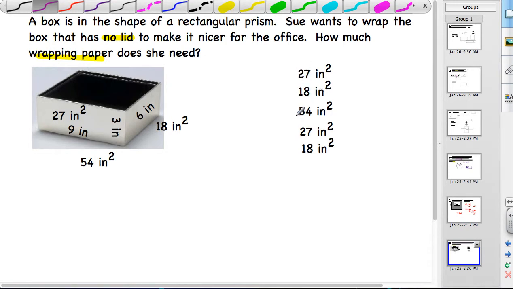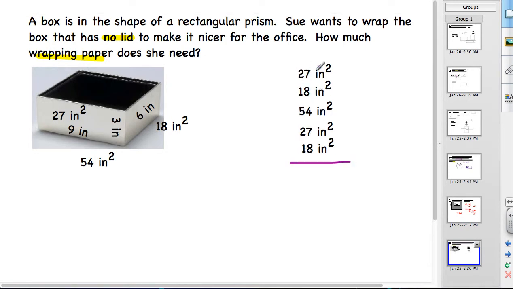27, 18, 54, 27, and 18. Remember, all of these are in inches squared because it is surface area. So we're dealing with square inches. 7 plus 8 is 15, 19, 26, 34, carry our 3, 3 plus 2 is 5, 6, 11, 13, and 14. We see that this box with no lid has a surface area of 144 square inches. So Sue is going to have to have wrapping paper of 144 square inches.